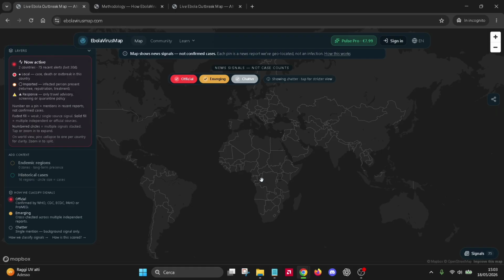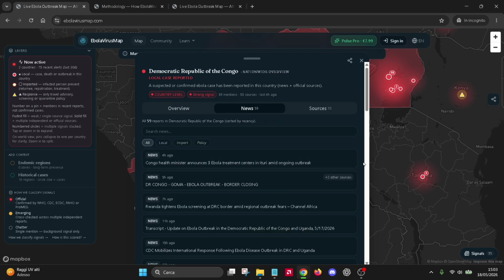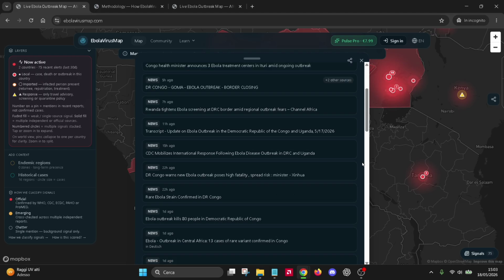When information appears in only one unverified article, it should be treated more cautiously. This is a core principle of intelligence analysis. Corroboration matters. The dashboard appears to categorize signals by type, distinguishing between official reports, emerging reports, and general chatter. This layered approach is useful because it helps users assess the relative reliability of each item.